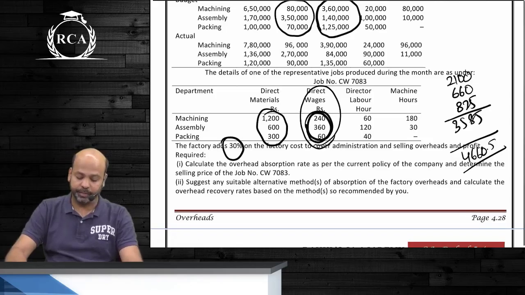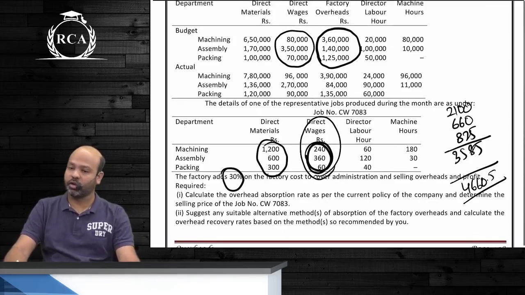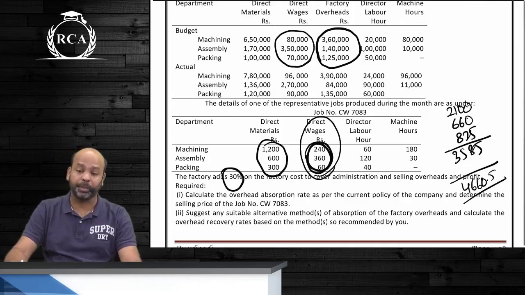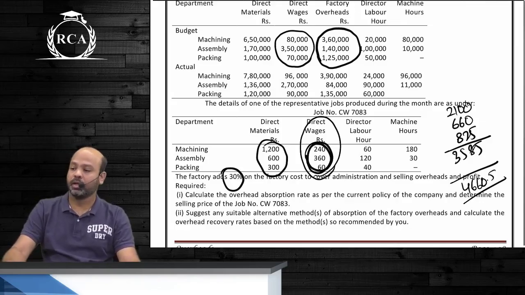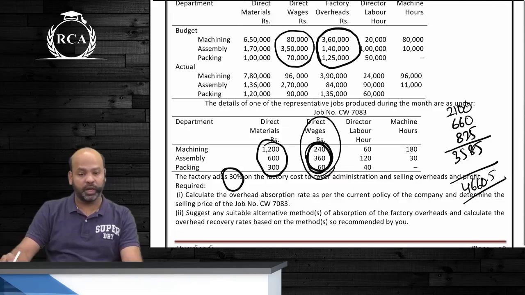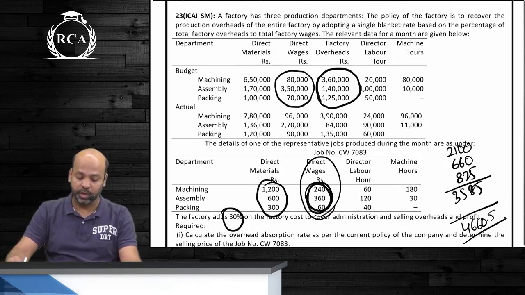Second bit बोलता है, use your brain and suggest an alternative recovery rate. Very good, guys. You're not going to absorb overheads on the basis of blanket rate. You will absorb overheads on the basis of departmental rate. That departmental rate also you will need a basis. What did we learn yesterday? Preferably machine hours or labor hours. Now tell me, for department machining, guys, which one will you take as the basis? For assembly, labor hours. For packing, machine hours.